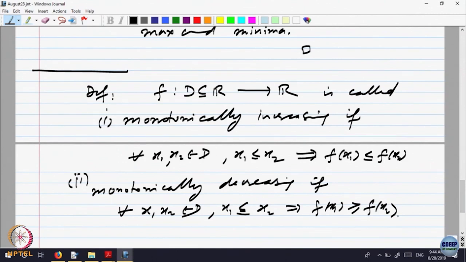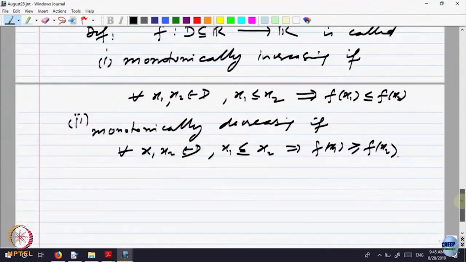Keep in mind, we are saying less than or equal to for monotonically increasing. I am not saying this is a strict inequality. If we want to indicate that f of x1 is strictly less than, then we will add the word strictly: strictly monotonically increasing and strictly monotonically decreasing. We will qualify increasing and decreasing if we want to say strict.